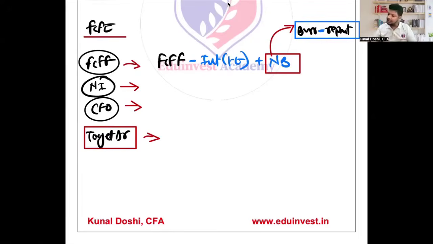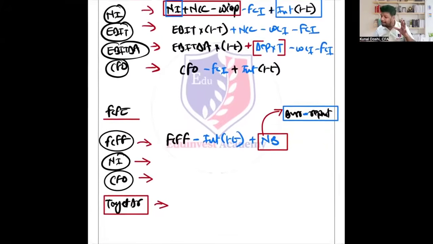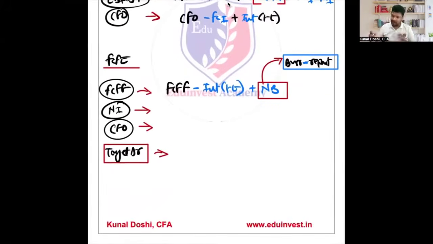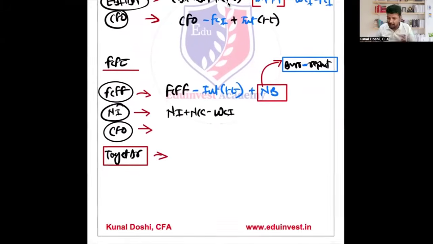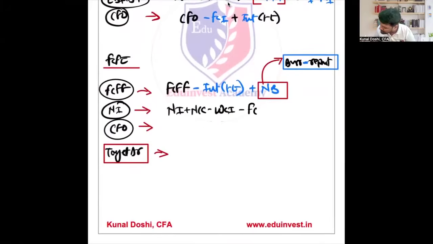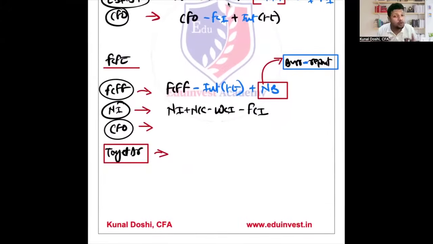Now, using the net income approach. Remember the net income that we use for FCFF: net income plus non-cash minus working capital investment, that's going to be there. In fact, we are also going to deduct the fixed capital investment. In the FCFF, we added the interest times 1 minus T. Now we no more need to add the interest times 1 minus T, so neither are we deducting nor adding.